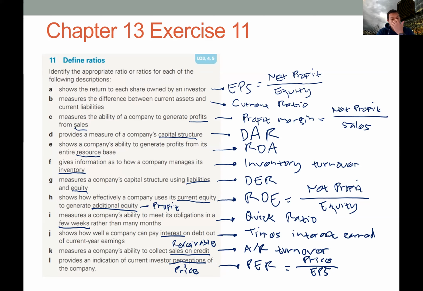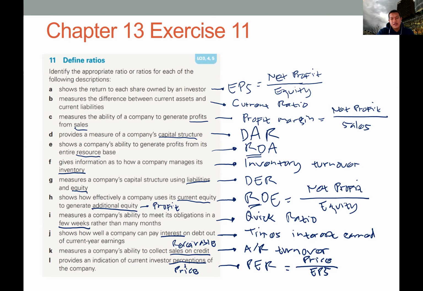Okay, just to give you some easy way or some hint to memorize the formula. If we have a ratio that starts with a return, let's say return on asset or return on equity, in the formula we always have a net profit. Because we want to analyze the return of investment or asset, which comes from the net profit. So return on asset is net profit divided by total asset. Return on equity is net profit divided by the equity. Okay, so that's one hint.